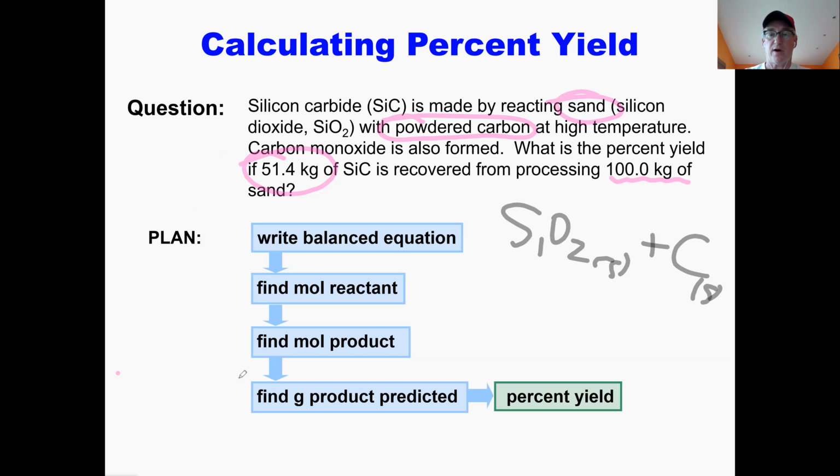And what are my products? Those are my two reactants. What are my two products? Carbon monoxide and silicon carbide. Silicon carbide is SiC. What's carbon monoxide? What's the formula for carbon monoxide?